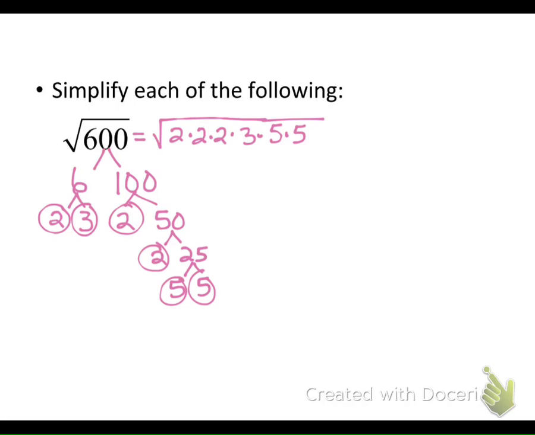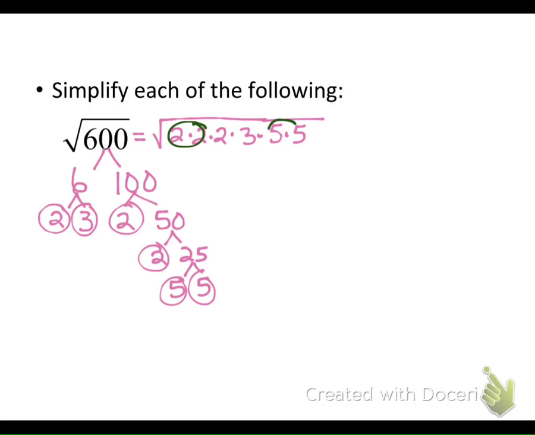All right. Now what? Circle your pairs. What are my pairs here? 2s and 5s. What happens to them?